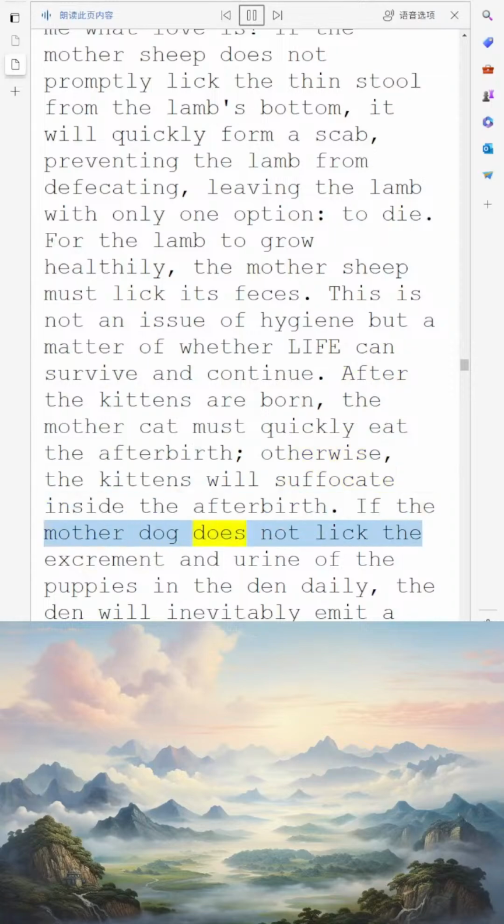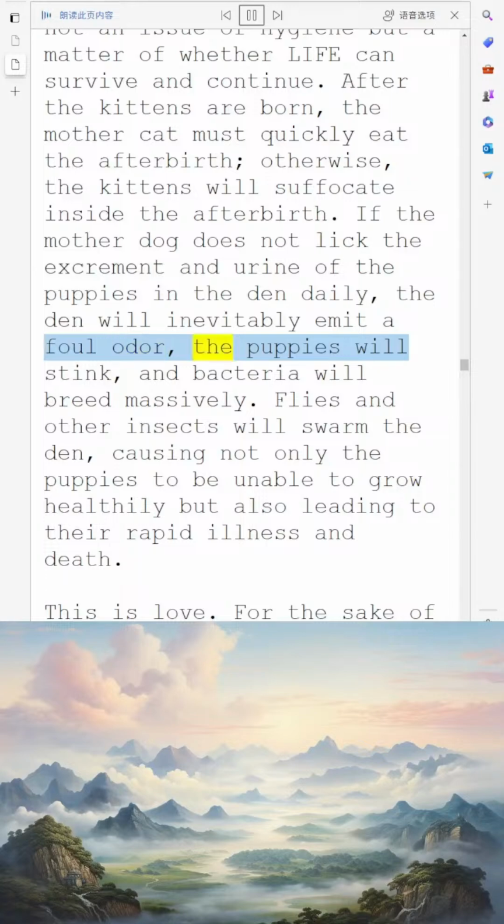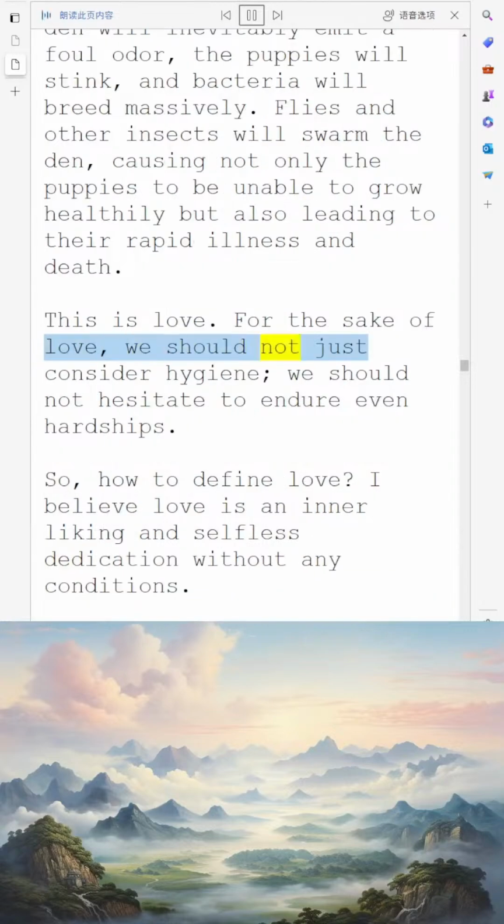If the mother dog does not lick the excrement and urine of the puppies in the den daily, the den will inevitably emit a foul odor, the puppies will stink, and bacteria will breed massively. Flies and other insects will swarm the den, causing not only the puppies to be unable to grow healthily, but also leading to their rapid illness and death. This is love. For the sake of love, we should not just consider hygiene. We should not hesitate to endure even hardships.